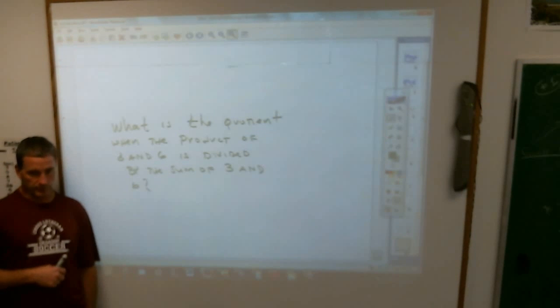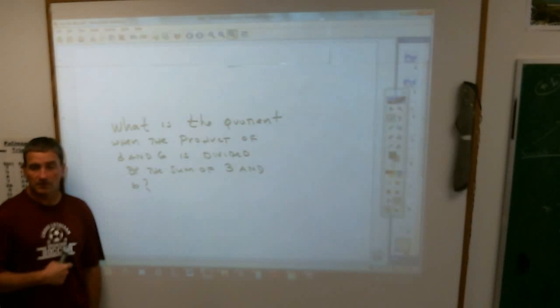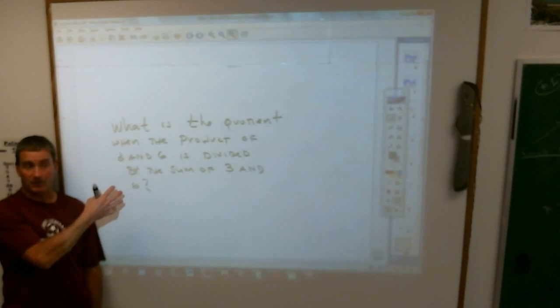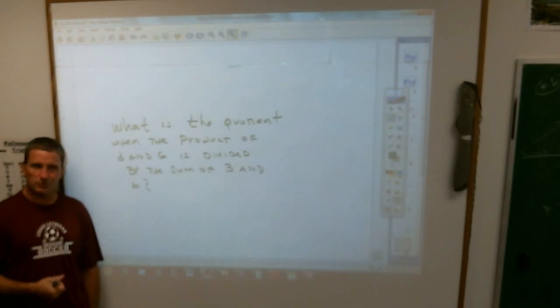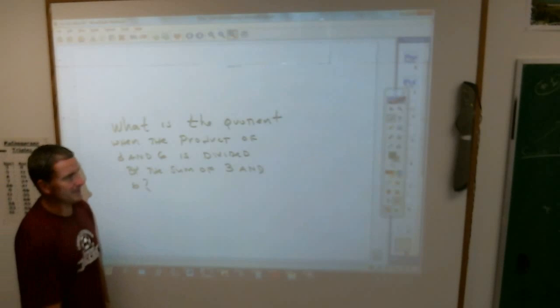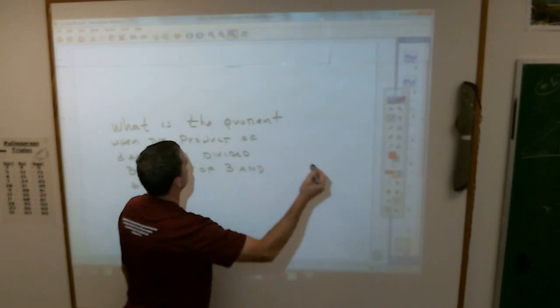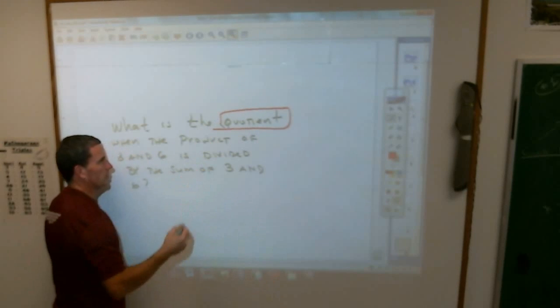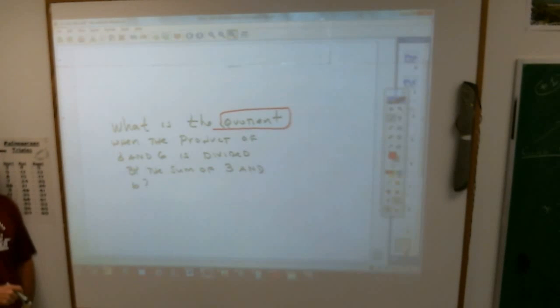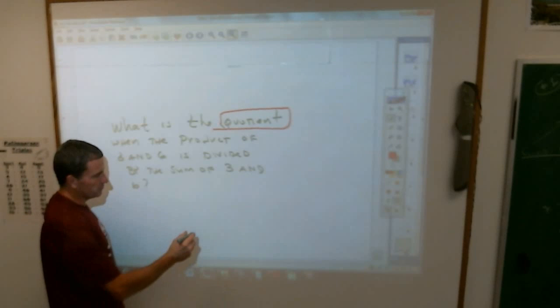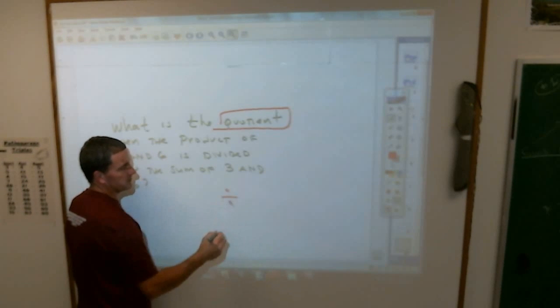Now, there's a lot of words there. I don't want you just to write down an answer. You don't have to copy the problem word for word. But what I do need to see is some of your thought process. Looking for the mathematical words, we have, what is the quotient? So if something says, what is the quotient, you automatically know that it is a division problem, so you put the division sign there.